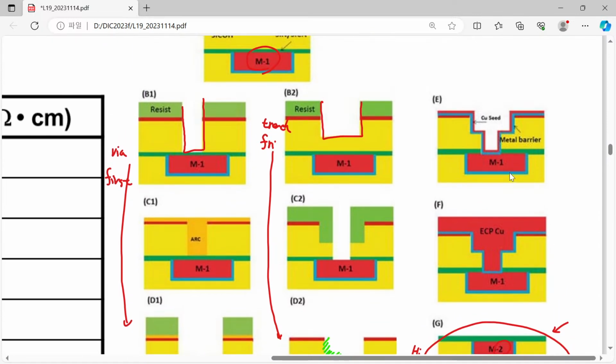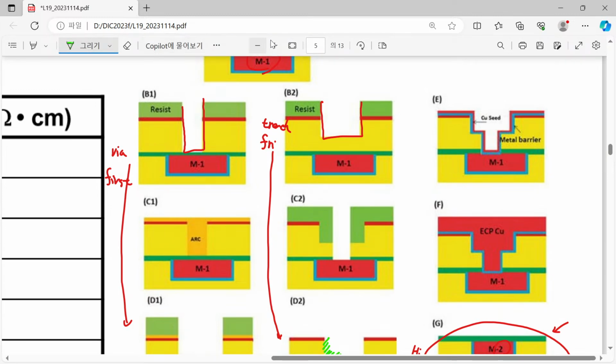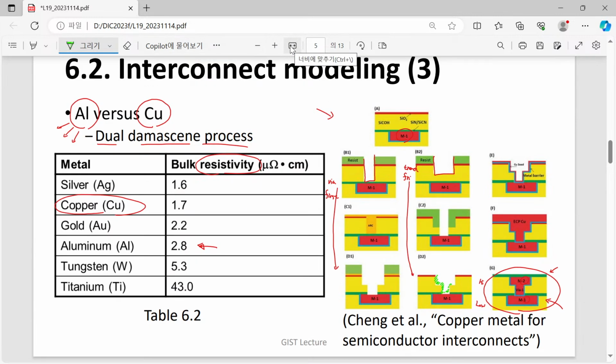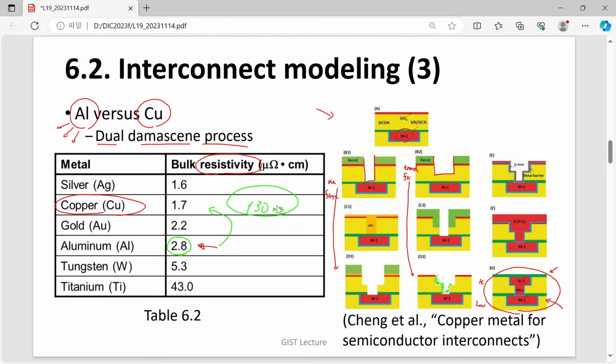So that was really a big breakthrough when we developed a newer technology. Previously we used aluminum, but it has moved to this copper. It occurred around the 130 nanometer technology node at the time. They changed it into copper.